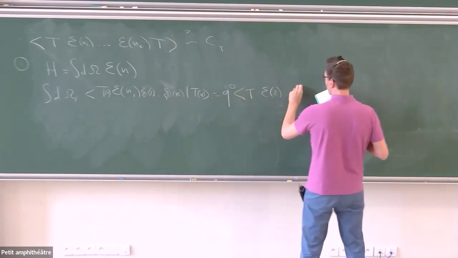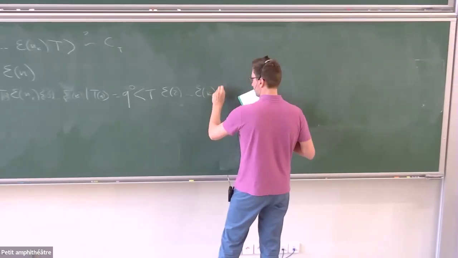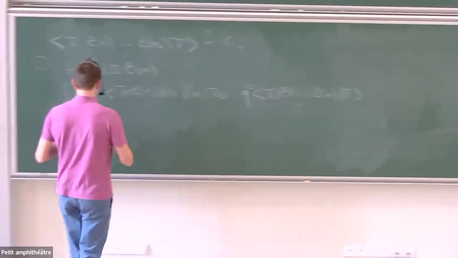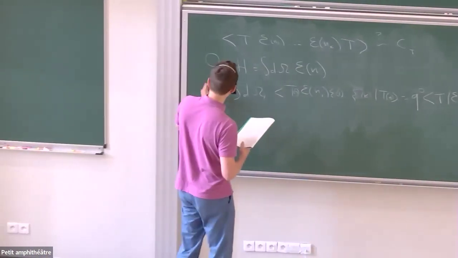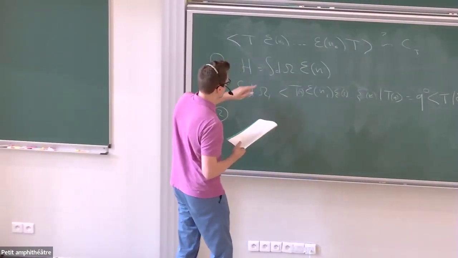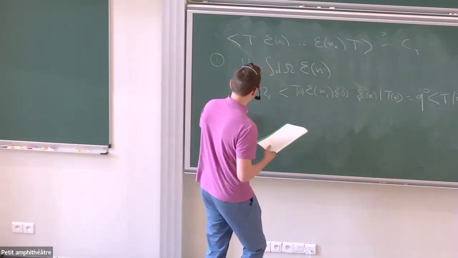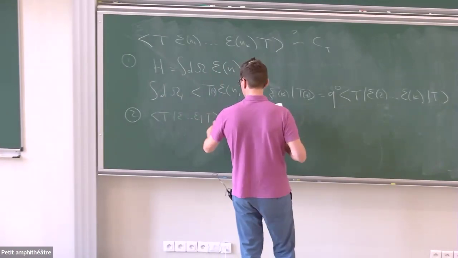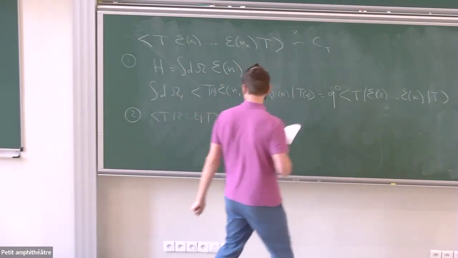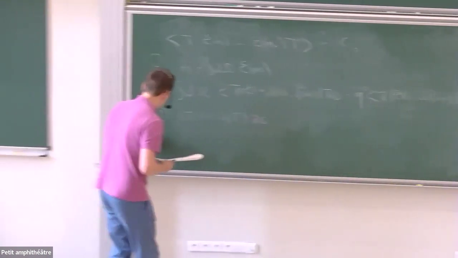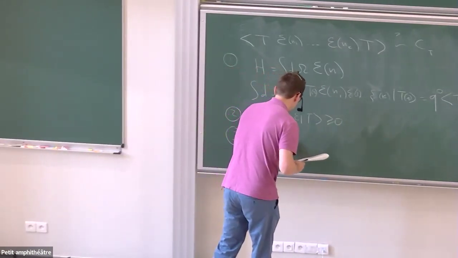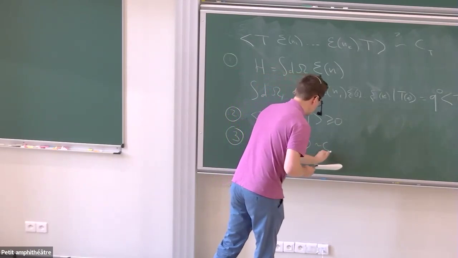So this is not momentum conservation, but the Ward identity. And the second thing that you use is that all these guys are non-negative. And the third, by definition, we know that the integrated TT is like CT.